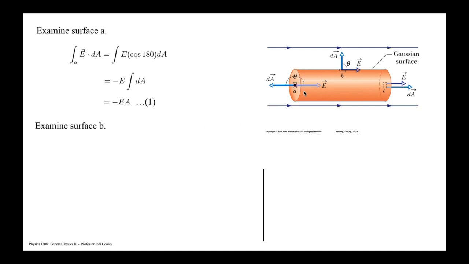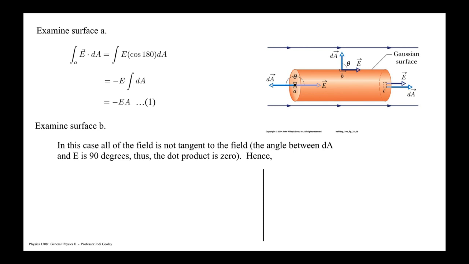So now let's examine surface B. In this case, the angle between dA and E is 90 degrees. Hence, our dot product is 0. Thus, E dot dA is equal to 0.